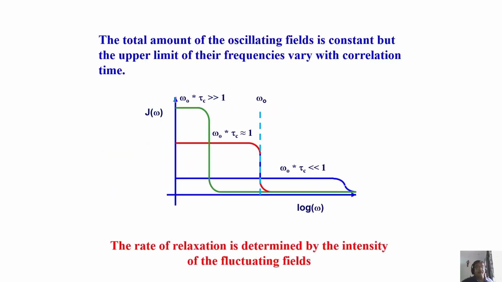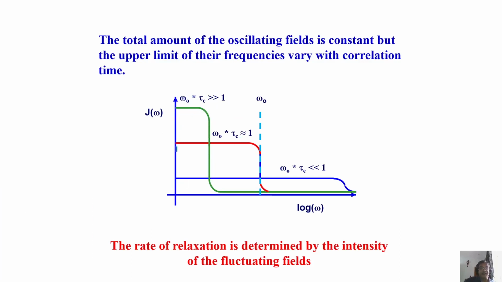Look at this one. The total amount of oscillating field is a constant, whether you take the area of this, this, or this. But the upper limit of the frequency varies with the correlation time. So one can draw a graph of these things. Take omega as the normal frequency and tau c as the correlation time, and multiply these two factors. If omega tau c is very much larger than 1, the spectral density function follows this path, and in this region it relaxes very fast.